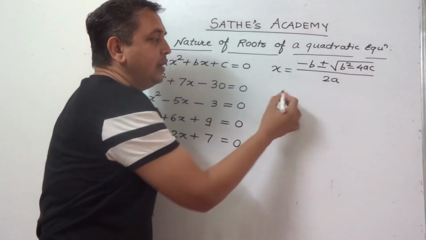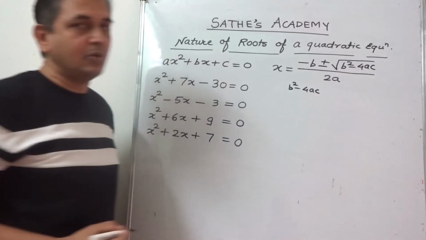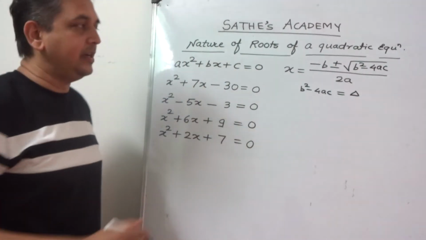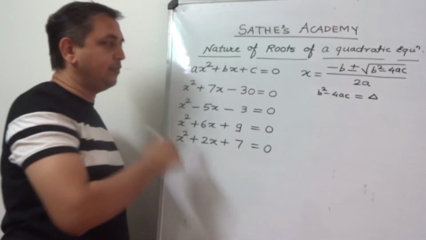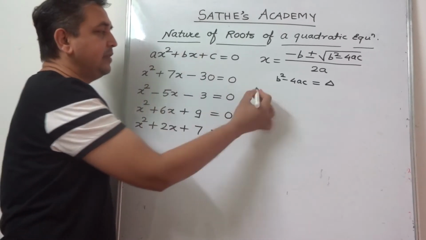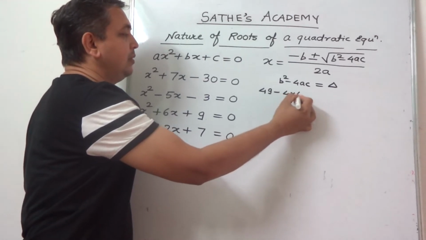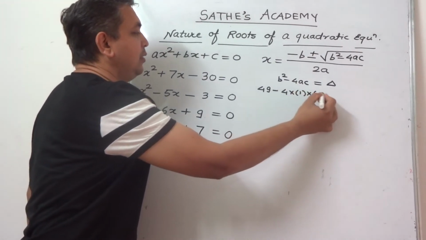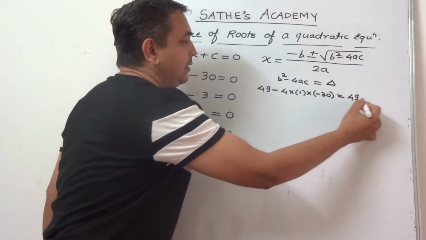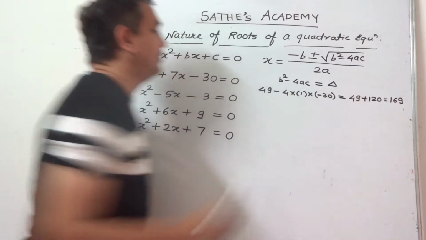Now in this formula the value b square minus 4ac is called a discriminant and is denoted by delta. Let us find values of delta for these four problems. In this first problem we get b square, that is 7 square, 49 minus 4 into 1 into minus 30, that is 49 plus 120, that is equal to 169.